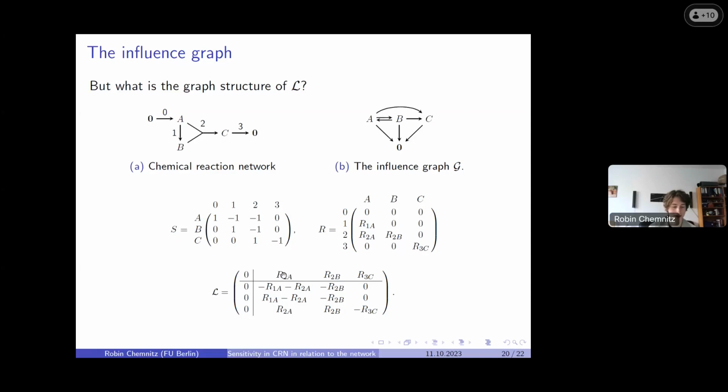And this we can actually see here. Unfortunately, I didn't put the labels on anymore, but the influence of B on A is in this entry. If B increases, then this has a negative influence on A, and the influence is exactly the reaction rate of reaction 2, or the derivative of reaction rate 2 with respect to B. So if B increases, reaction 2 happens faster, so more A is consumed, so B has a negative influence on A. That means that in this influence graph, there's also an edge with negative weight from B to A.